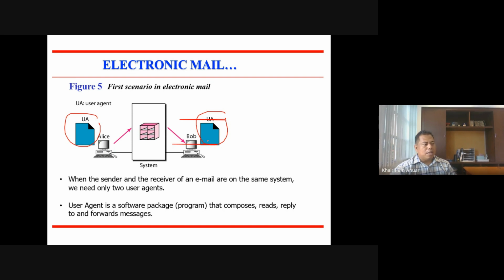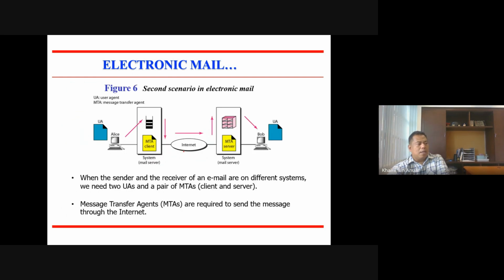But if you have the system say alice@mmu.edu.my, so the system is actually mmu.edu.my, and Bob is from the same organization, mmu.edu.my, you just need to have this one server that connects these two end users that exchange the email messages, right?